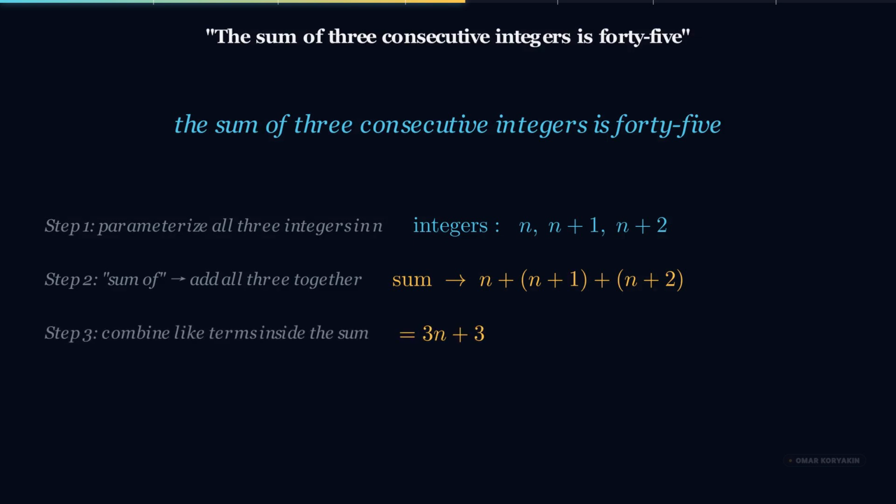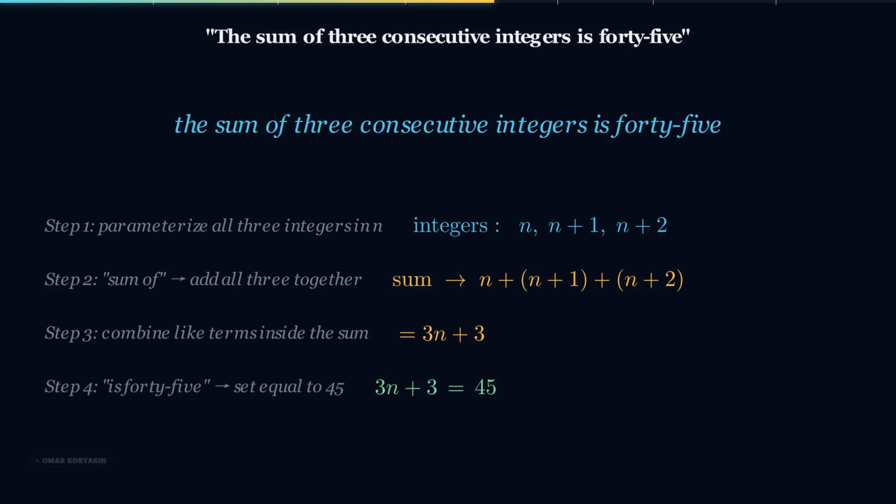Step 3. Assemble the equation. The sum chunk reads n plus parentheses n plus 1 parentheses plus parentheses n plus 2 parentheses. Combine the like terms: the n terms add to 3n, and the constants 1 and 2 add to 3. So the left side simplifies to 3n plus 3, and the equation becomes 3n plus 3 equals 45. The combining step uses the like terms work from lesson 2 of this section, layering today's translation skill on top of the simplification skills you already built.